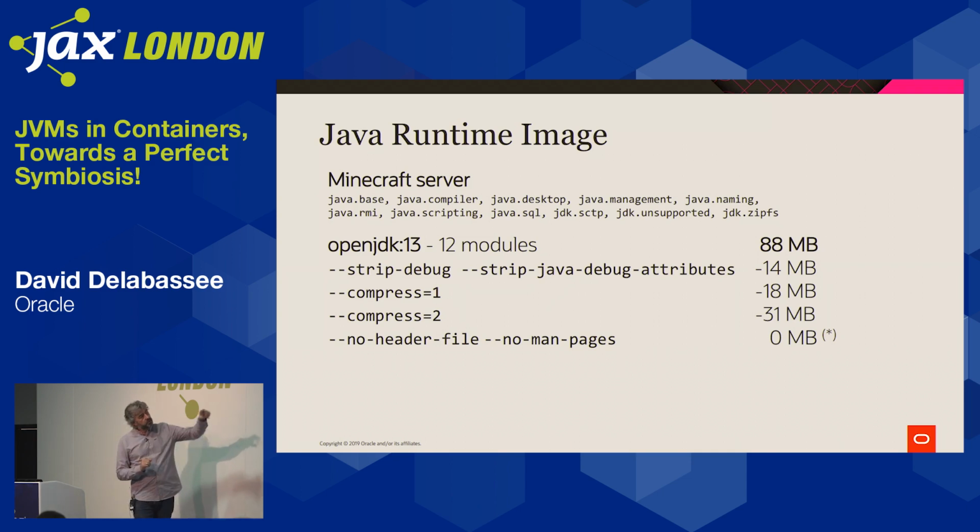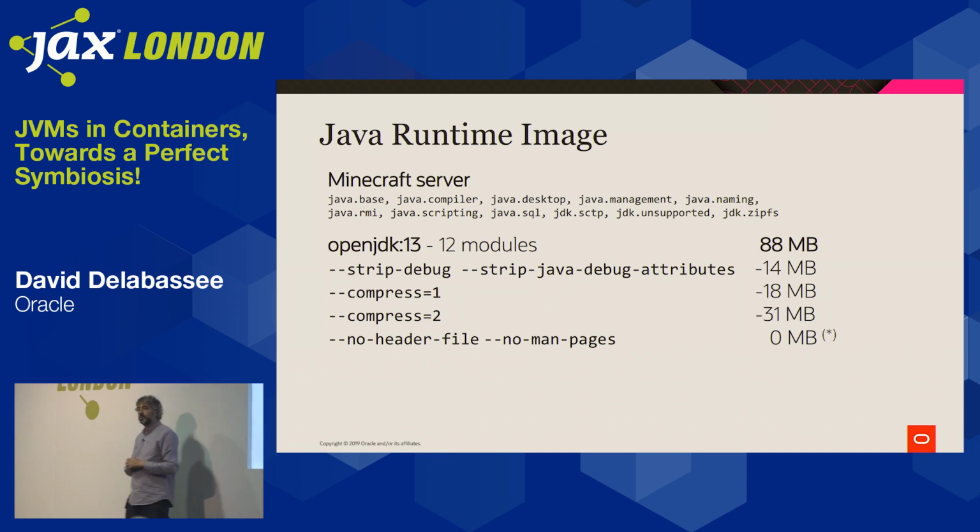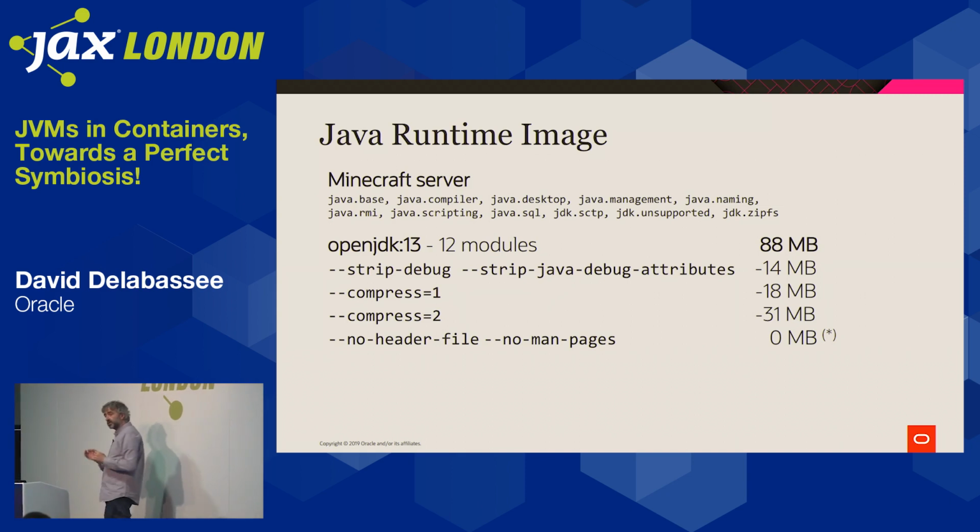This time I've done my table a little bit differently. If you strip debug, so if you remove the debug information from those 12 modules, you will save 14 megabytes. If you use compress1 on those 12 modules, from the 88 megabytes, you will save another 28 megabytes. And obviously you can combine them, except compress1 and compress2, it's one or the other. Now, if you remove the header files and the man pages, you will not save anything because they are not included, at least in the OpenJDK 13 release. That's also something that you need to be aware of: where are you taking your JDK runtime?